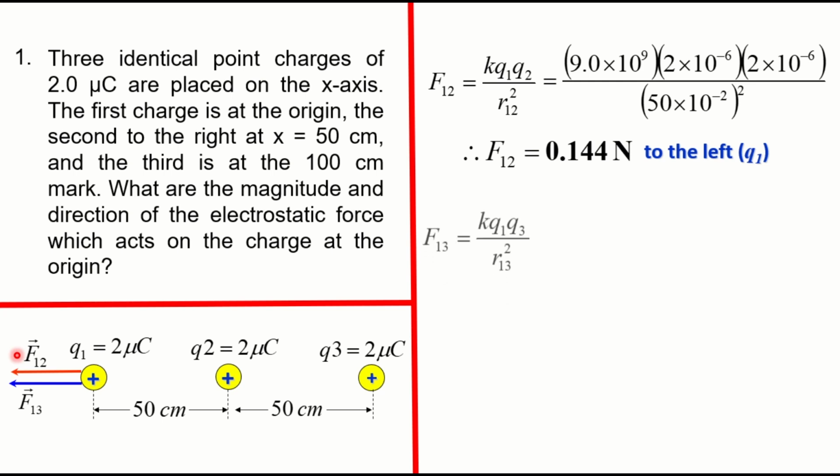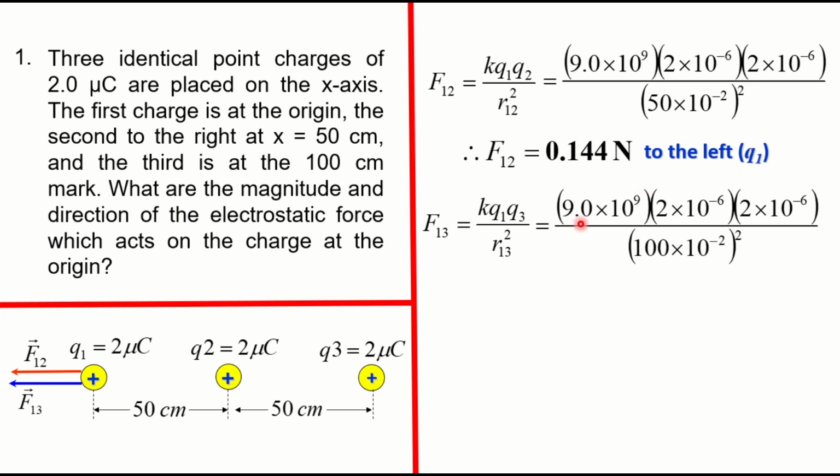Now we can look at F13. We will use the same formula, but this time the charges are Q1 and Q3 and R13. K is the constant, 9.0 times 10 to the power of 9. Q1 is charge 1, Q3 is charge 3. Again, Q1 and Q3 have the same charge. R13 is the distance between charge 1 and charge 3, which is 100 cm. So we will get F13 equal to 0.036 Newton. And F13 is also to the left.